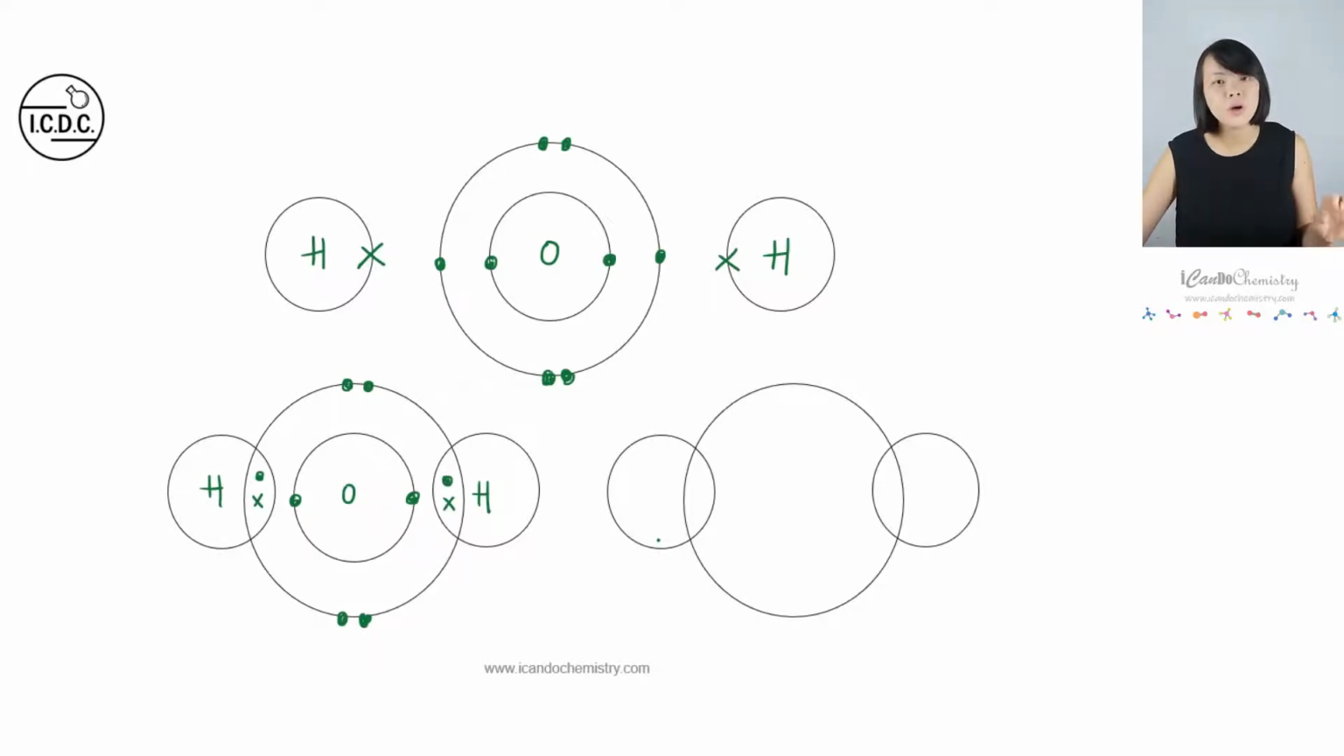Now if the question asks for only the outermost electrons, then what you can do is omit the inner shell and show only the outermost electrons, right? So this is what you can draw. Now from here, let's convert this to structural formula. So you can see that there's only 2 electrons shared between hydrogen and oxygen and another 2 electrons shared between the other hydrogen and the oxygen. So between each of these hydrogen and oxygen, there is only 1 bond, alright? So we can draw this. So this will be the structural formula.